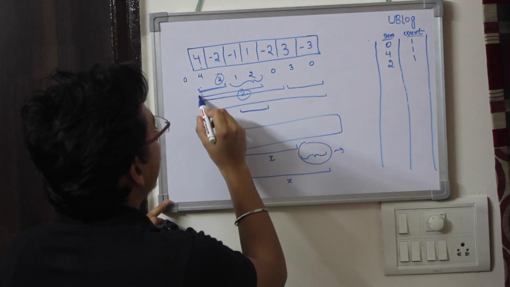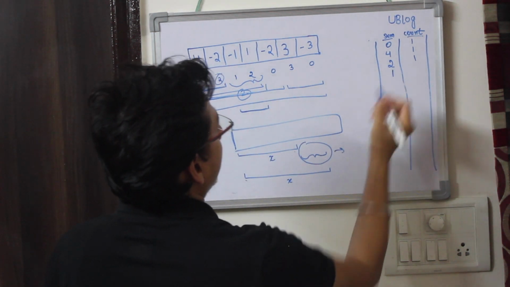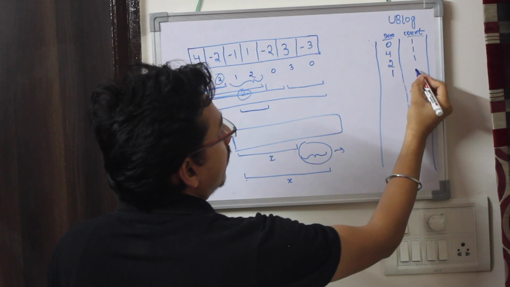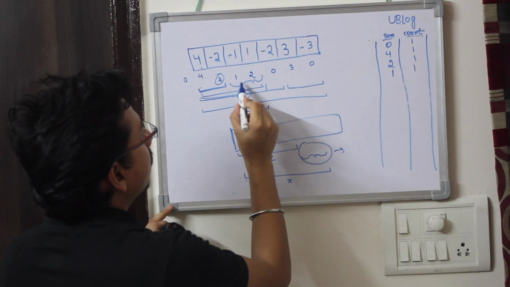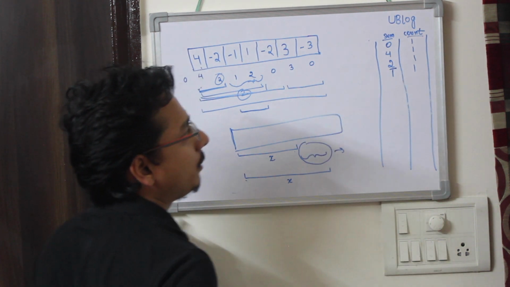Now what's the sum for this? The sum here is 1. And 1 is also occurring the first time, so the count is 1. Now the sum is 2. So we already have a subarray present which has sum 2.